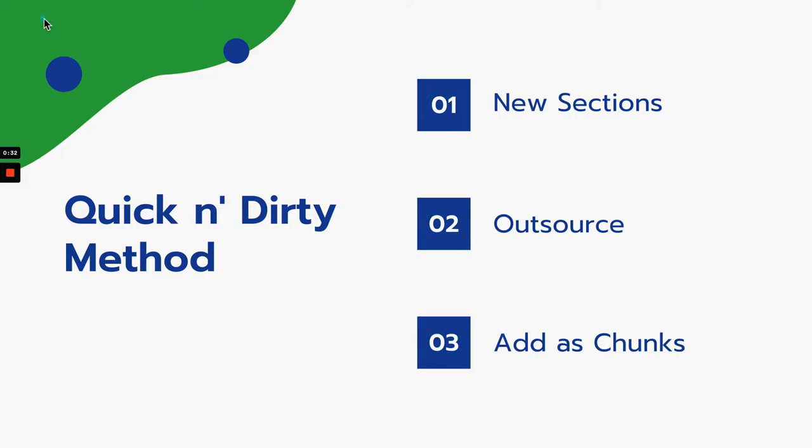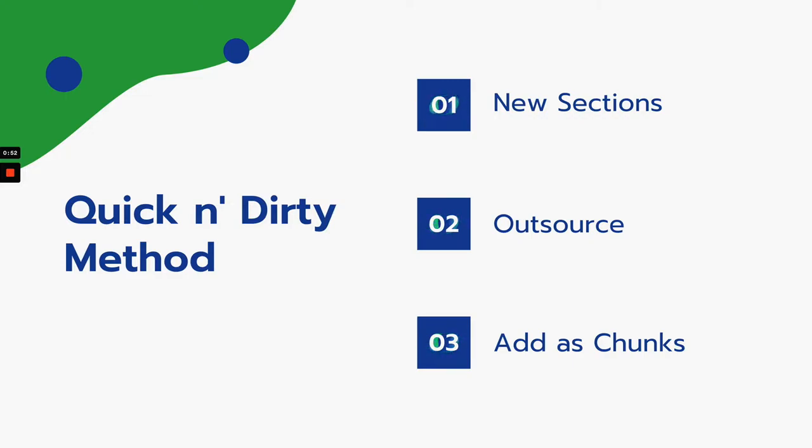So I have two methods. The first I'm going to go through is the quick and dirty method. The second one is what I call the full workup. Quick and dirty is probably what I do more often because it's pretty much hands off. It's fast. I can outsource it. I'm not really involved. Really what I'm doing here is I'm not doing a rewrite. I'm not doing a massive reworking of the content.